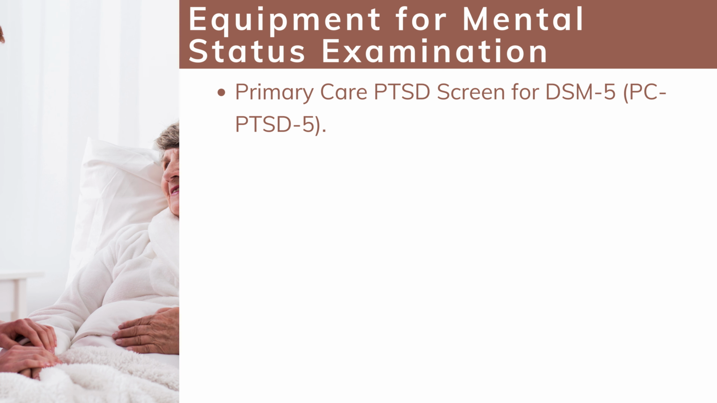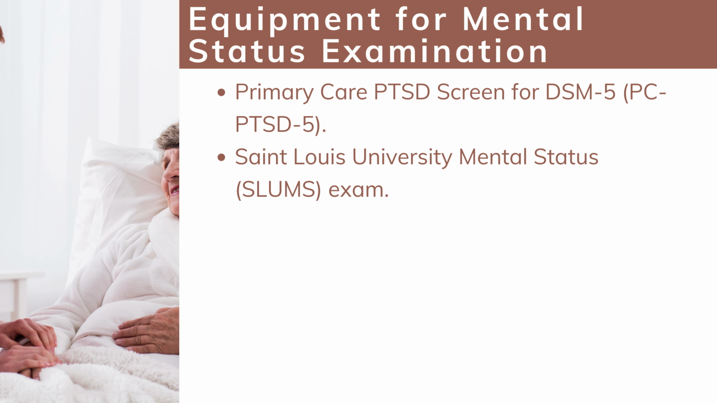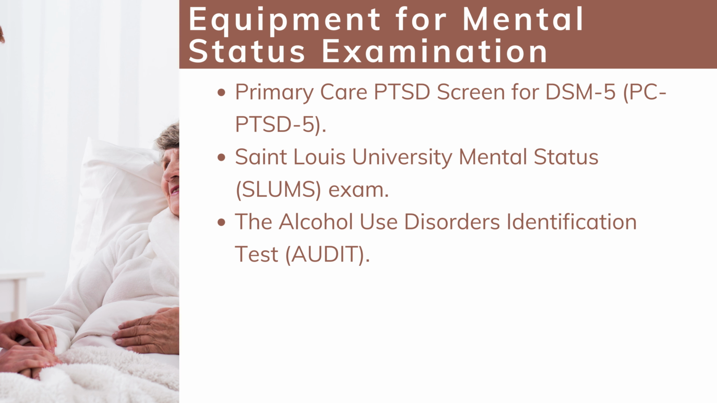The primary care PTSD screen for DSM-5 is used to screen for post-traumatic stress disorder. The St. Louis University Mental Status or the SLUMS exam is used to detect cognitive impairment. And the Alcohol Use Disorders Identification Test could also be used to assess alcohol dependence and misuse. These tools allow us to objectively measure mental and emotional functioning.